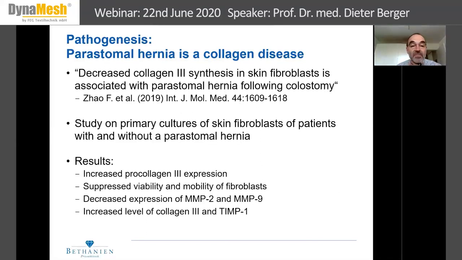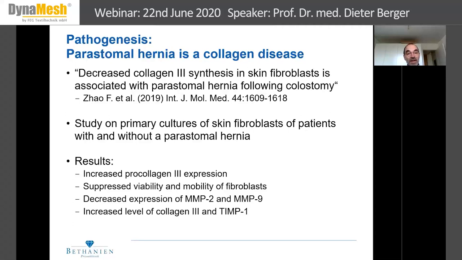Concerning the pathogenesis, this is a very recent paper of last year from China. They studied primary cultures of the skin fibroblasts of patients with a stoma but without parastomal hernia, and compared these results with patients with a parastomal hernia. What they clearly found was similar to the pathogenesis of incisional hernia. They found an increased expression of procollagen 3, suppressed viability and also mobility of the fibroblasts. The expression of the matrix metalloproteinases is changed, as well as the inhibitors of these proteases and the collagen 3 itself. That is almost the same or really similar to the pathogenesis of incisional hernia.